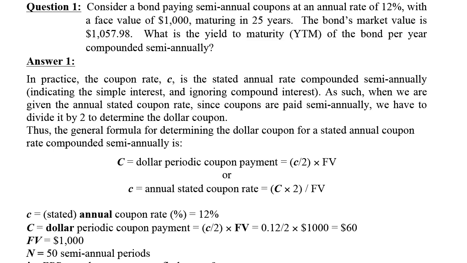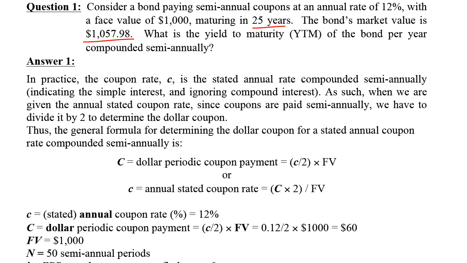Consider a bond paying semi-annual coupons at an annual rate of 12% with a face value of 1,000, maturing in 25 years. Okay, so now the market value is 1,000. So these bonds are selling in the market for $1,000 right now. So that's what people are willing to pay for it. So these aren't an initial purchase, right? These are traded. We're going to figure out at that price, what is the yield to maturity on that bond, so we can compare it to other bond yields.